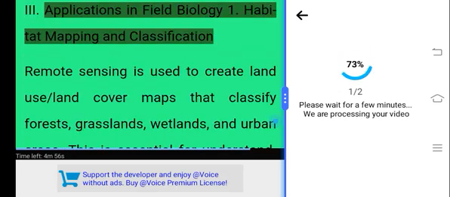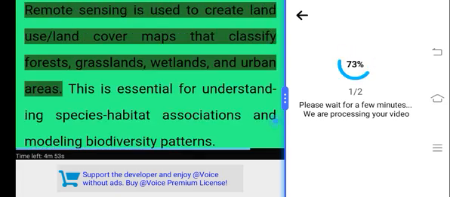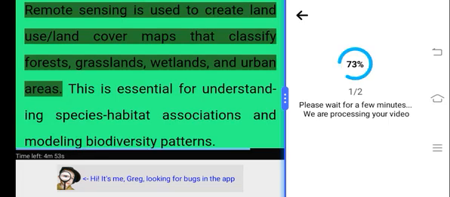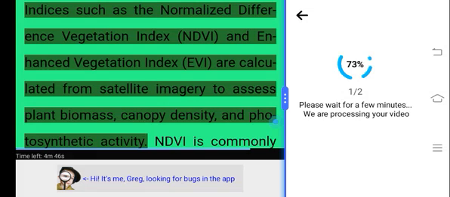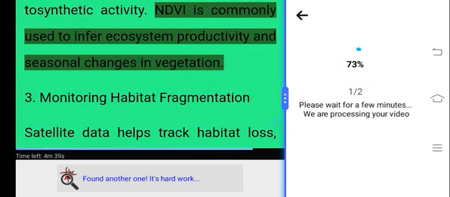3. Applications in field biology. 1. Habitat mapping and classification. Remote sensing is used to create land use, land cover maps that classify forests, grasslands, wetlands, and urban areas. This is essential for understanding species habitat associations and modeling biodiversity patterns. 2. Vegetation indices. Indices such as the Normalized Difference Vegetation Index (NDVI) and Enhanced Vegetation Index (EVI) are calculated from satellite imagery to assess plant biomass, canopy density, and photosynthetic activity. NDVI is commonly used to infer ecosystem productivity and seasonal changes in vegetation.